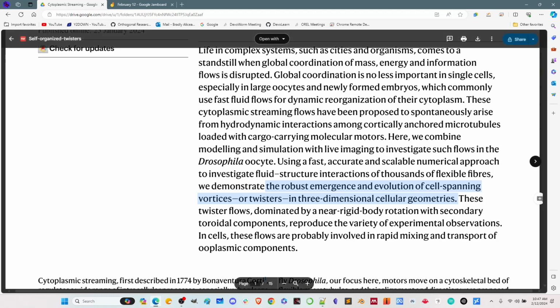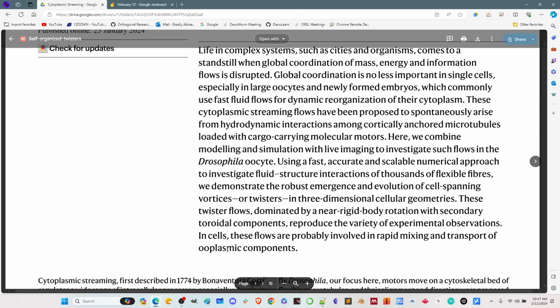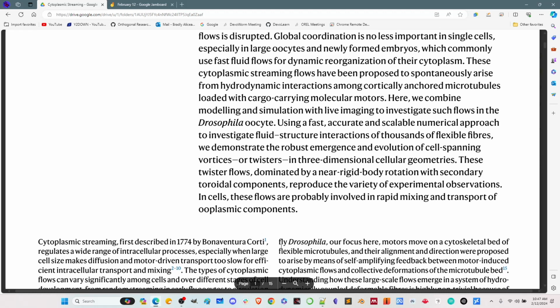These twister flows, dominated by a near rigid body rotation with secondary toroidal components, reproduce the variety of experimental observations. In cells, these flows are probably involved in rapid mixing and transport of ooplasmic components. So this allows for transport within the cytoplasm, but also mixing of things within the cytoplasm. The molecular motors have to move to different places in the cell to do their work, and of course they need some sort of highway to do that. So the streaming mechanisms within the oocyte allow for that. You also have mixing, so you sometimes need to have things well mixed. You don't want things segregated out into different parts of the cell, so you want to do that as well.